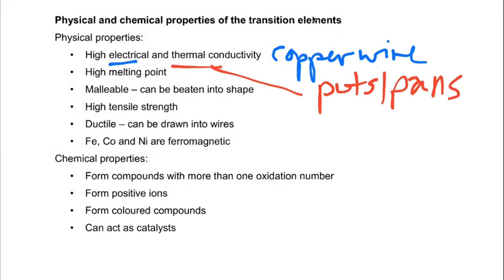They have high melting points. So that means that you can heat them up. So again, they're good to use for things like heating and cooking things because they can withstand high heats without melting. Some of them are malleable, so we can beat them or shape them however we want. We can flatten them out, we can shape them, bend them and shape them a certain way. So that's very useful because we can make them whatever shape we want.